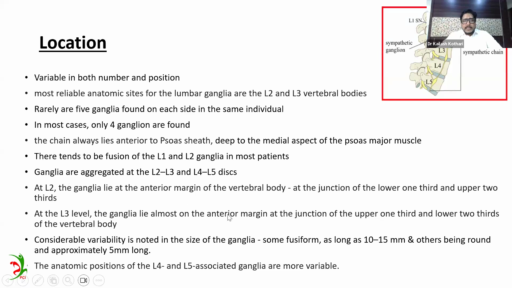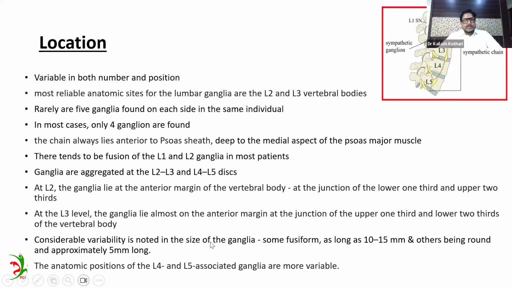There is a fusion of the L1 and L2 ganglion in most patients. So the L1 and L2 ganglion fuse and make a very big ganglion. So many times when you are doing any block, we have to make sure that we are blocking L2 for sure, because there's a fusion and most of the sympathetic outflow is happening at the L2 level. I'll come to that. The ganglia are aggregated at the L2, L3 and L4-5 disc.